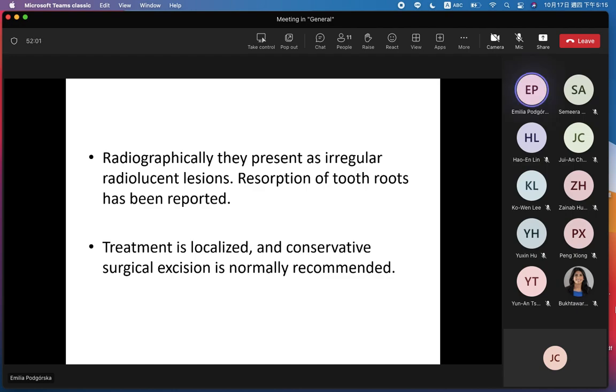Radiographically, they present as irregular radiolucent lesions. Resorption of tooth roots has been reported. Treatment is localized and conservative. Surgical excision is normally recommended.